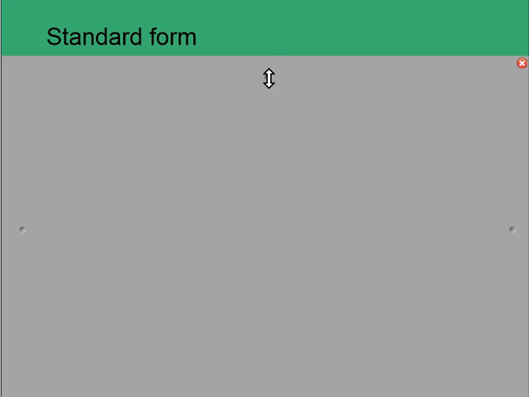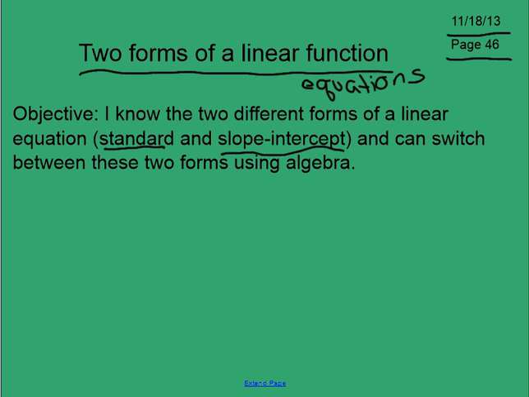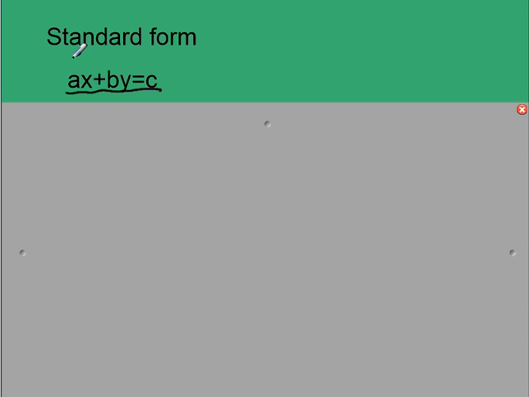So we're going to look at standard form first. Standard form is when you have the equation written as so: Ax plus By equals C. And we'll talk about what all those different parts mean. I want you to continue writing this on page 46. Don't write too big because we're going to have to fit a whole other slide on there, okay?